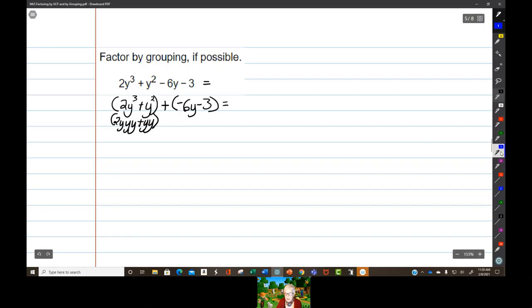Now let me show you something here. Well, you'll see. Both of these terms contain two y's, right? Y times y, which is y squared. So that's your GCF for your first set of parentheses. Now, if I mark through the y times y, I'll have leftovers of 2y for the first term, and plus, it's gone.